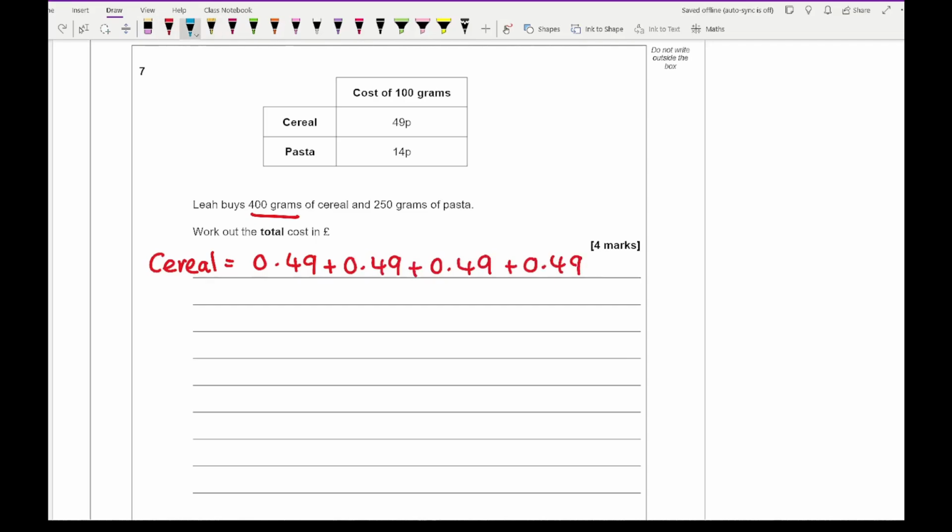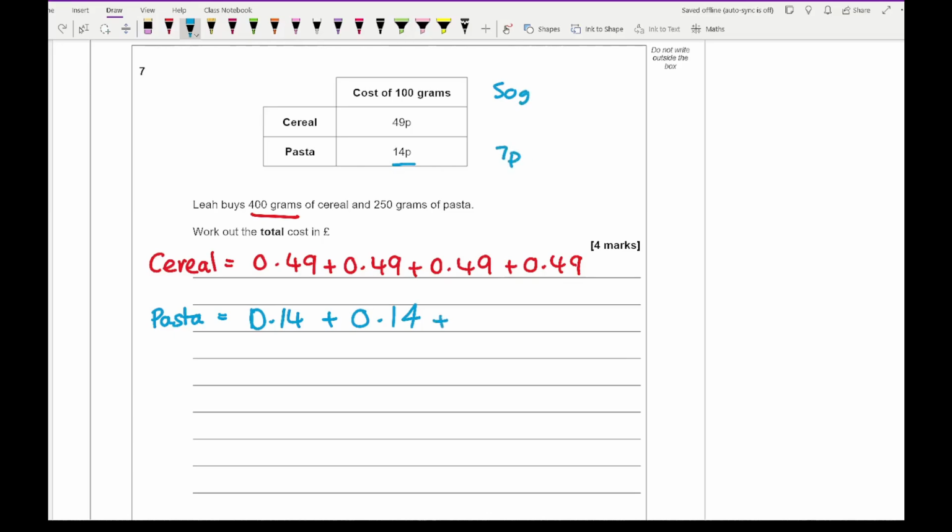Then for the pasta, well, that's going to be 250. So that's for 100 grams, so that's going to be 14 pence. So it's going to be 0.14 plus another, so that takes it up to 200 grams, and then 50 grams is going to be 7p.